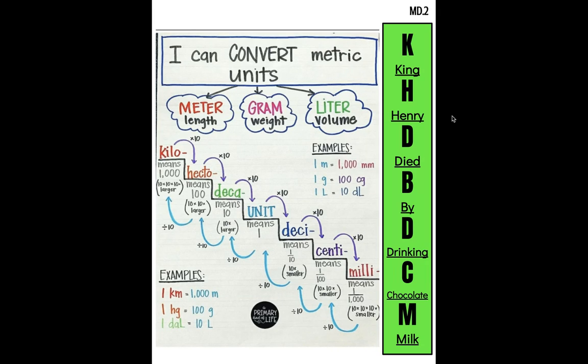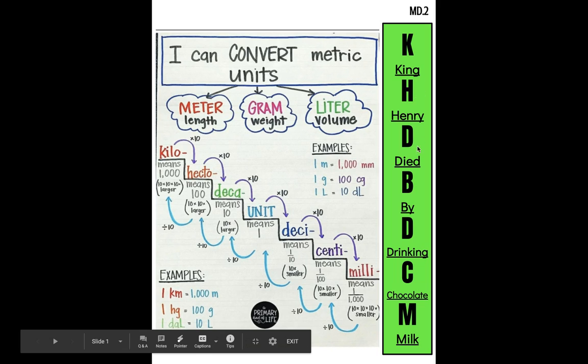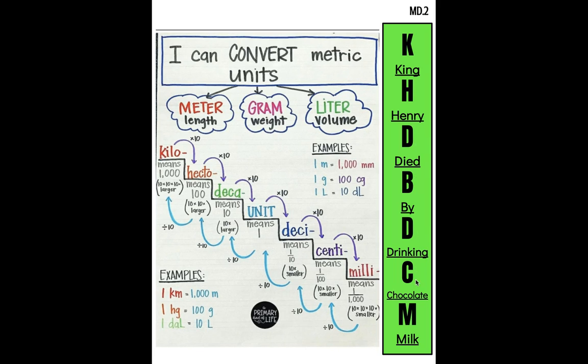Now there's an acronym you can use to remember the order of these. You're going to have to remember kilo, hecto, deca, your base unit, deci, centi, milli. So you can remember it by King Henry died by drinking chocolate milk. King Henry died by drinking chocolate milk. So you have kilo, hecto, deca, your base unit, deci, centi, milli. Okay, so King Henry died by drinking chocolate milk.